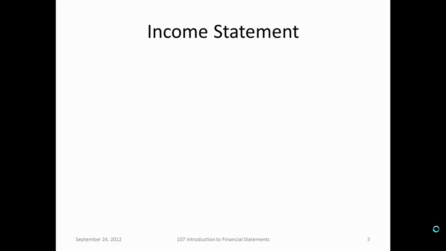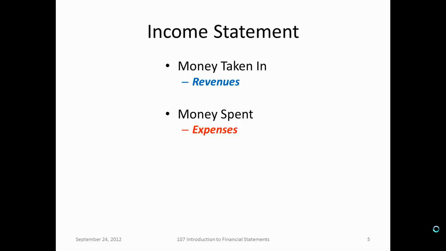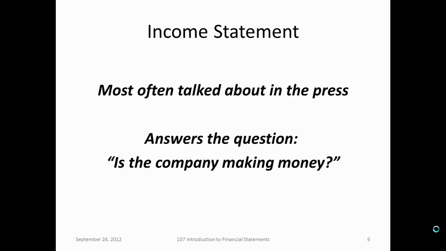The income statement tells you how much a company has brought in, otherwise known as its revenues, how much it spent, otherwise known as its expenses, and the difference between the two, which is its profits. The income statement shows a company's revenues and expenses over a specific time frame, such as 3 months or a year. This statement contains the information you'll most often see mentioned in the press or in financial reports, figures such as total revenue, net income, or earnings per share.